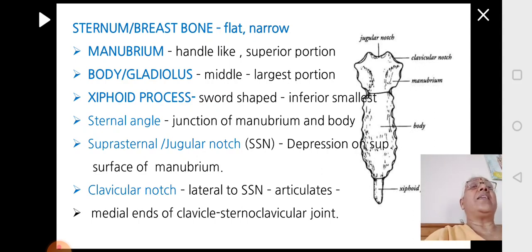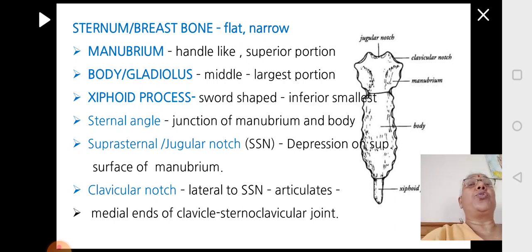Then at the junction of the manubrium and the body, you call that the sternal angle. The sternal angle is the region where the manubrium is attached to the body of the sternum. Then on the top there is a notch which is called the suprasternal notch or jugular notch. It is the depression on the superior surface of the manubrium.